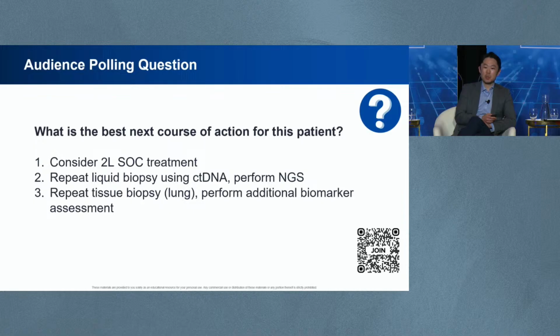And so here, let's do an audience polling question. Again, what is the best next course of action for this patient? Number 1, consider second-line standard of care treatment. Number 2, repeat liquid biopsy using ctDNA and using NGS. Or number 3, repeat tissue biopsy in the lung and then perform additional biomarker assessment.